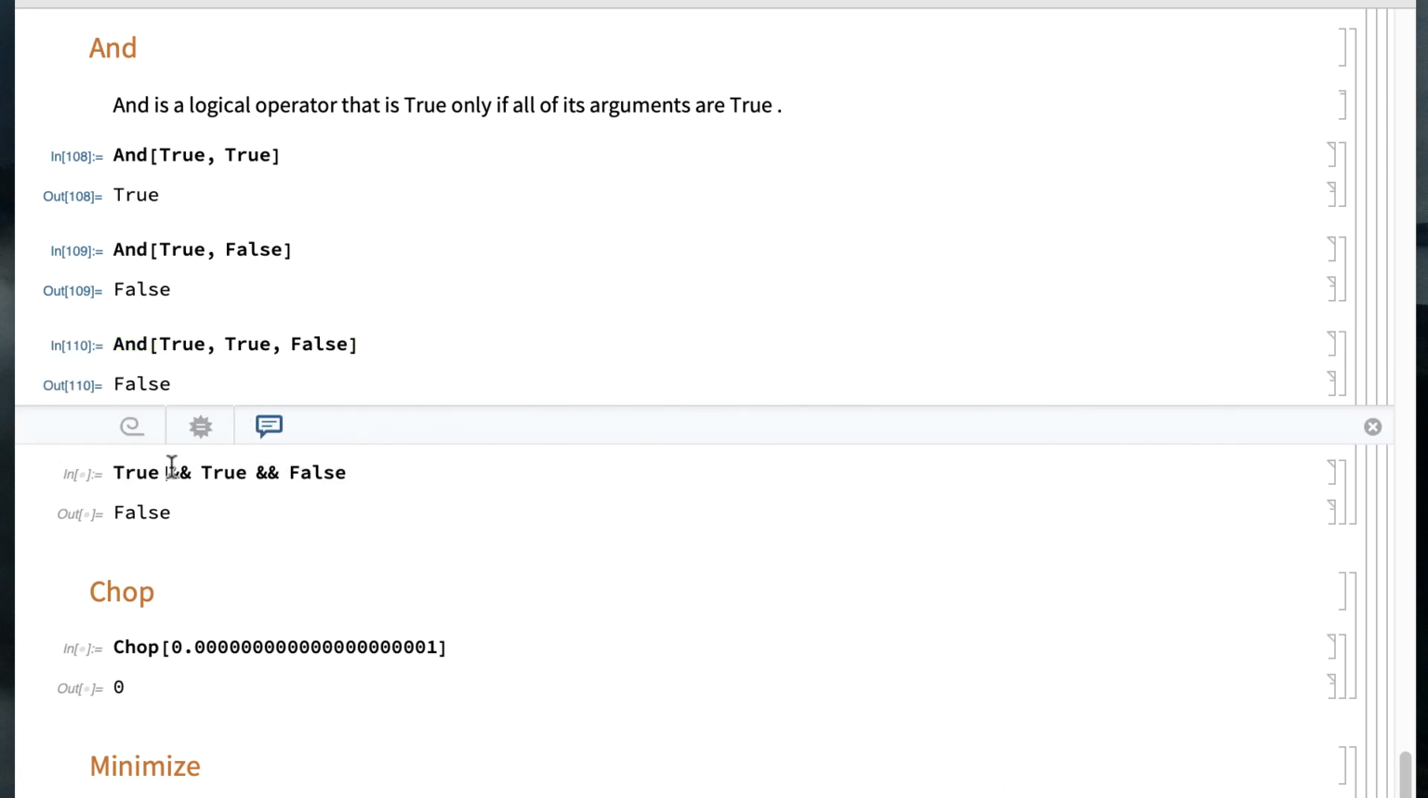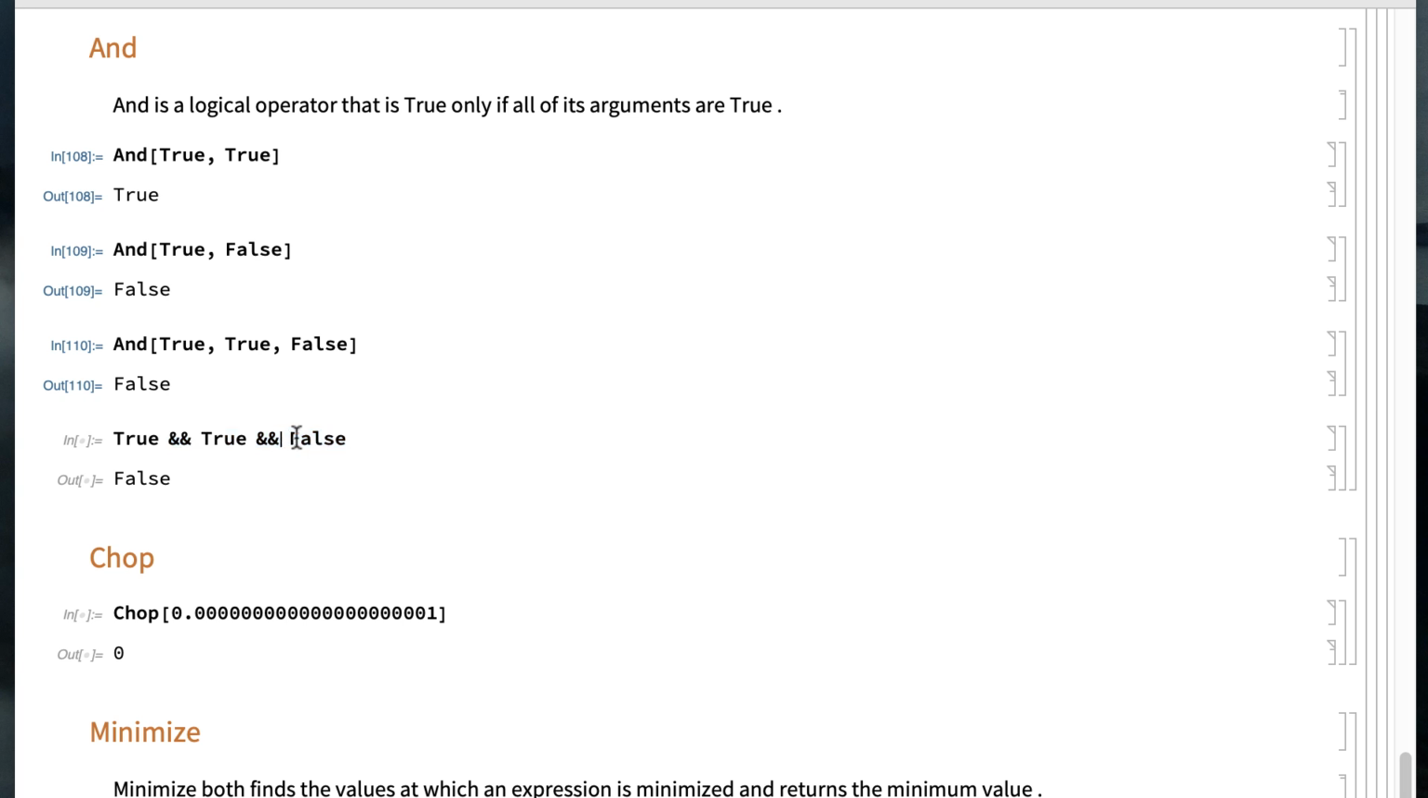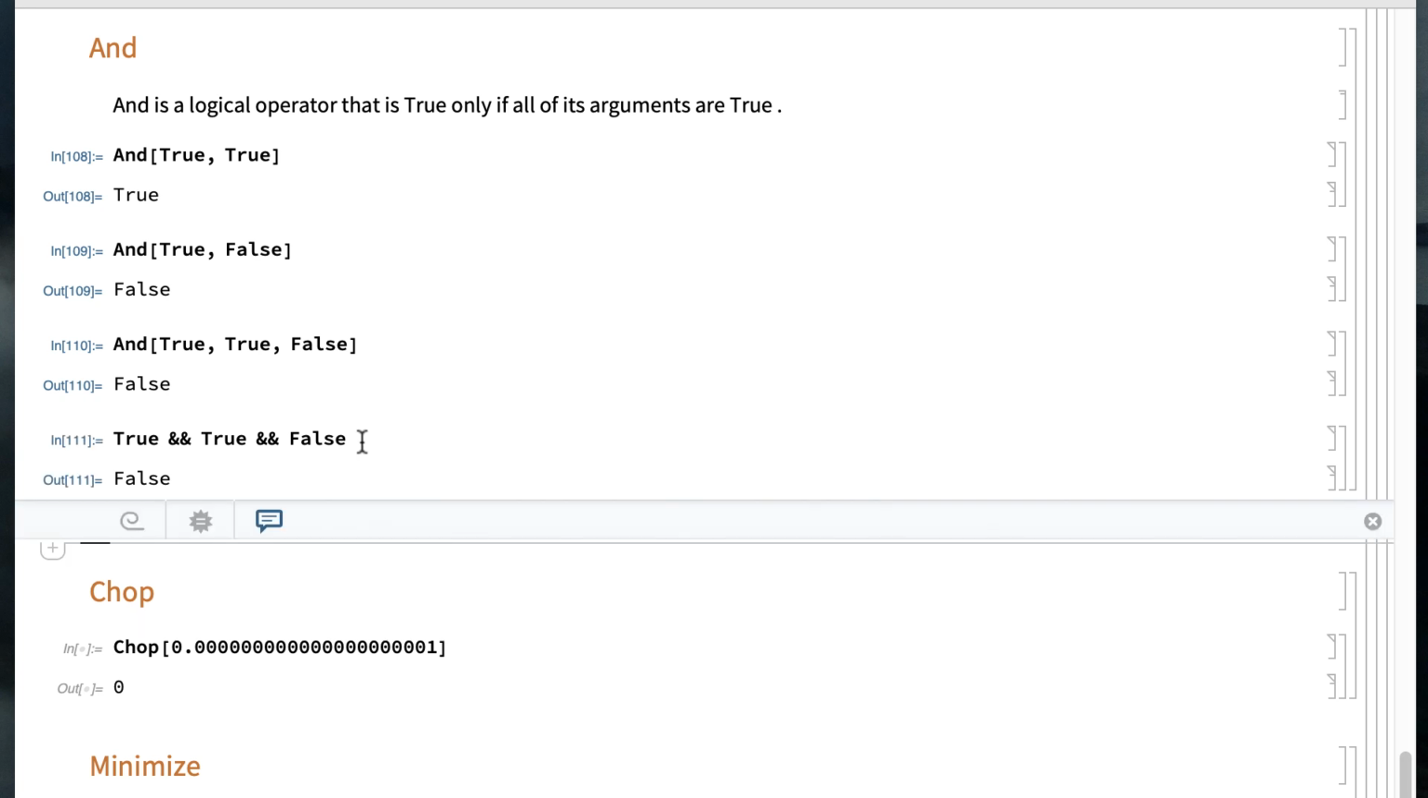There's a short form, which in Wolfram Language is the double ampersand. It's an infix notation for those of you who like that term. Like plus is an infix notation where it goes in between the arguments. And so this is basically the same as And[True, True, False]. And because there's a contaminating False, it turns out False. Great.